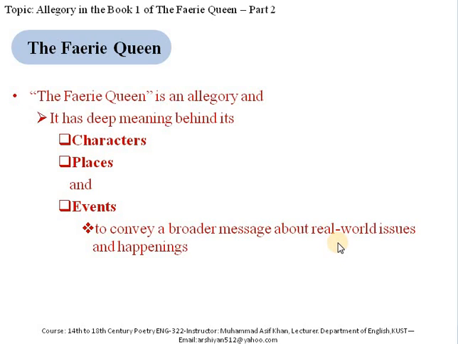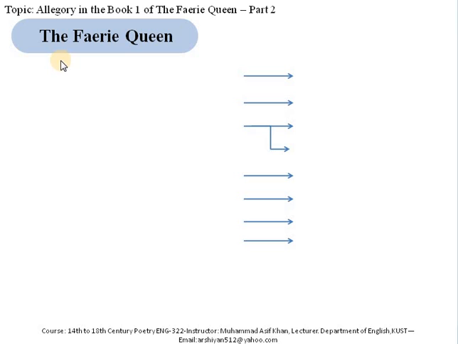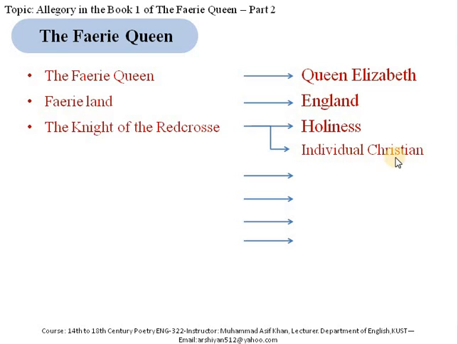the real world issues. So dear students, in the last lecture we discussed the allegorical meanings of the characters and the events of the Faerie Queene. We saw that the Faerie Queene represents Queen Elizabeth, and the fancy fairyland where all these events are happening symbolizes England. The Knight of Red Cross, who is the hero of that book, is basically the embodiment of holiness, and that knight represents an individual Christian in search of holiness.